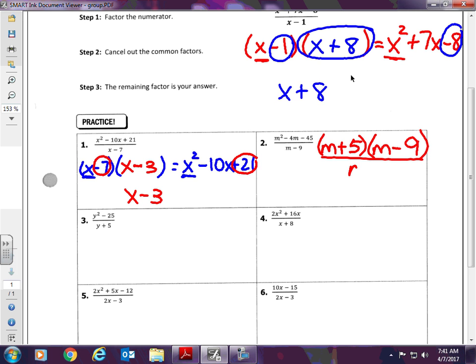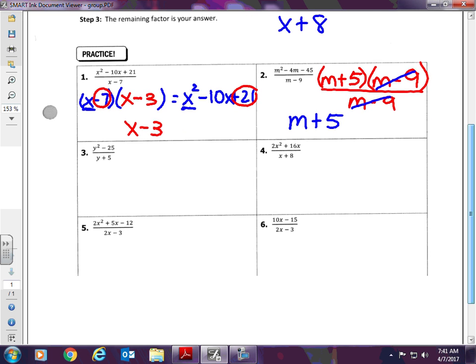On the bottom, I have m minus 9. So you quickly can see who's going to cancel. So those m minus 9s are the two pieces that cancel. What's left over, the m plus 5, that's my answer. Okay, so it works no matter whether you do the shortcut version or whether you do the factoring version. You're going to get the same answer.